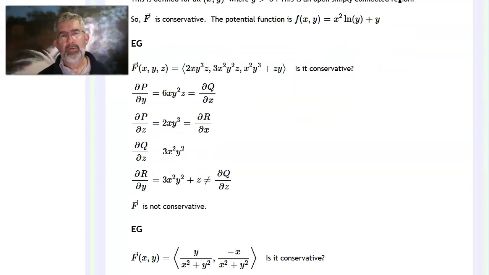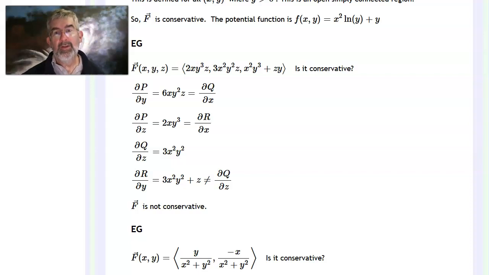Here's one in 3D. The vector field f, the first component is 2xy cubed z, the second component is 3x squared y squared z, and the third component is x squared y cubed plus zy. Is it conservative? Well, let's take a look.